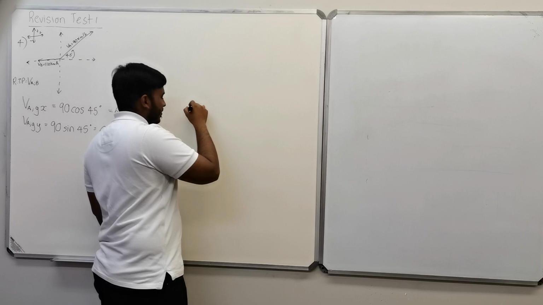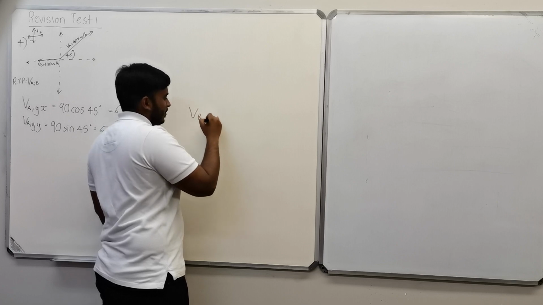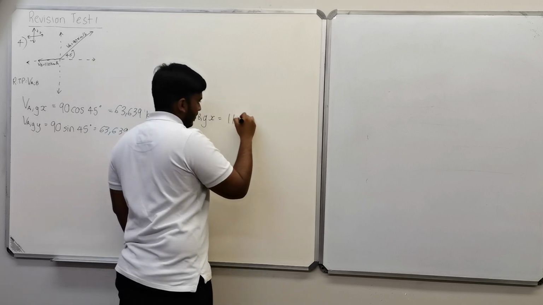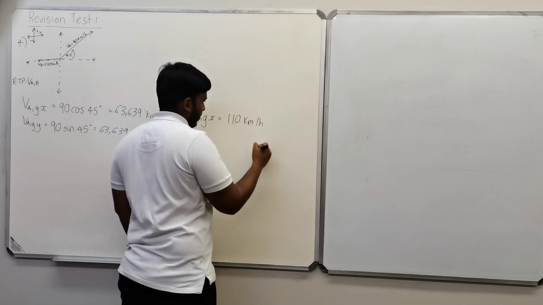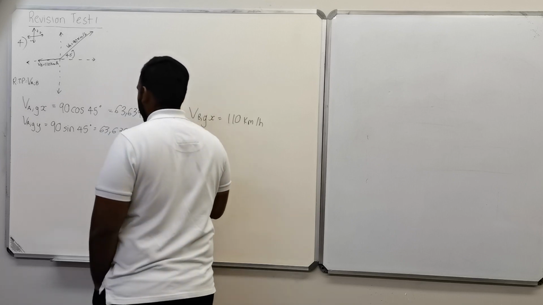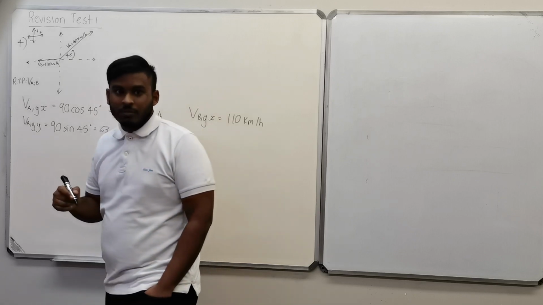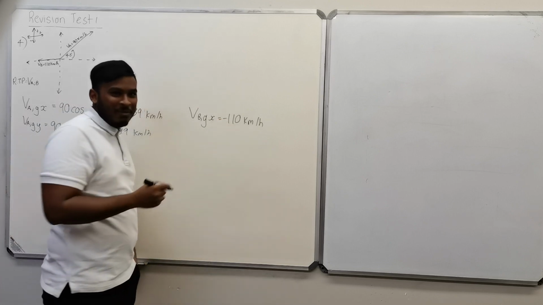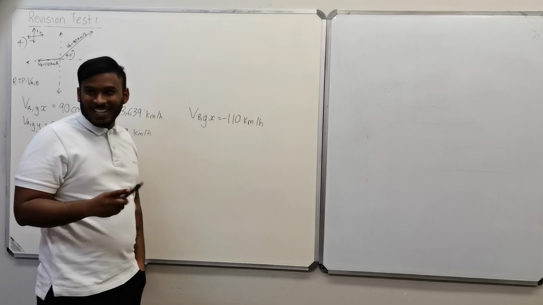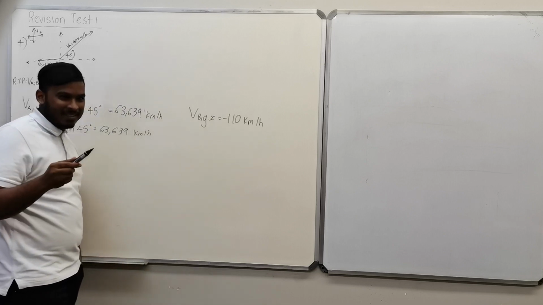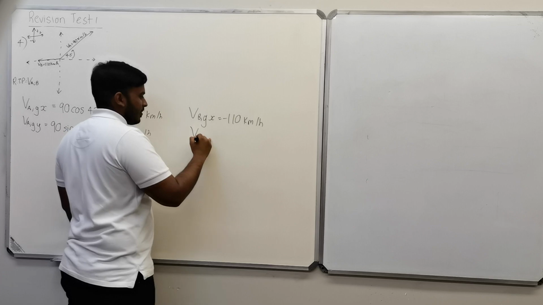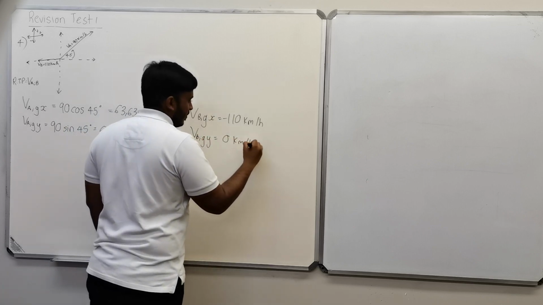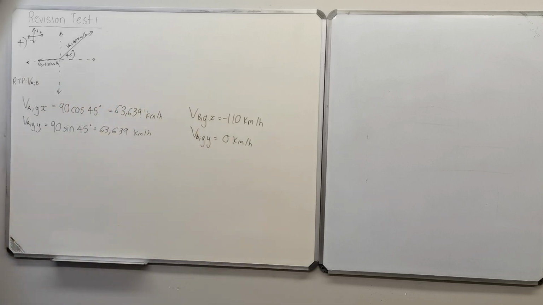Okay, velocity of B relative to the ground along the x-axis is equal to 110 kilometers per hour. Would it be minus 110 here? Yes, minus. I'm just writing what you said. Velocity of B relative to the ground along the y-axis is 0. Everybody agrees? So far we all good?